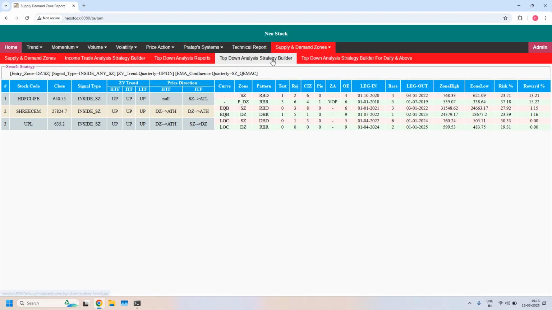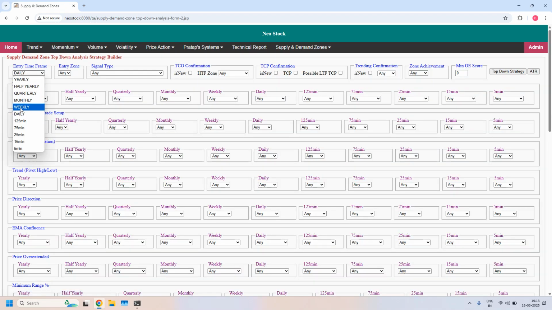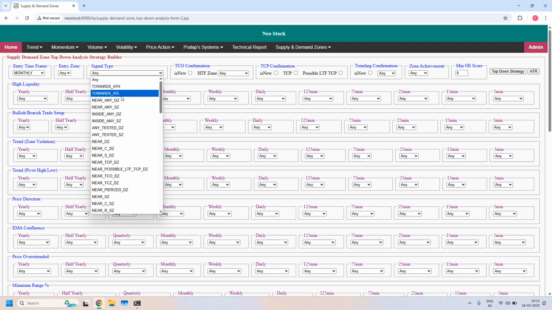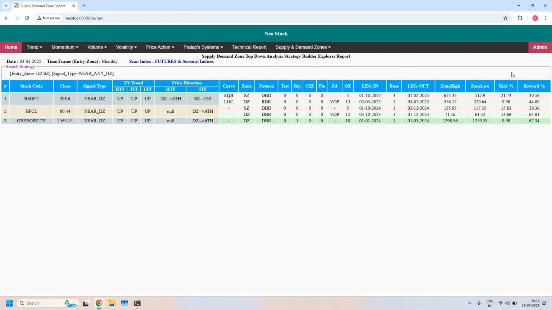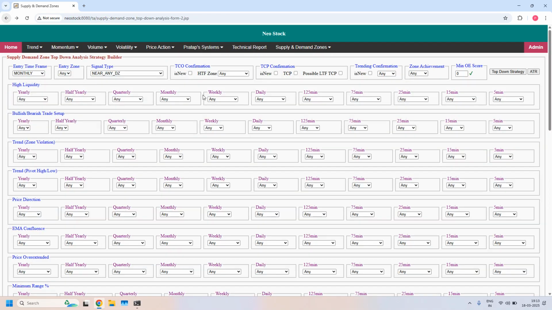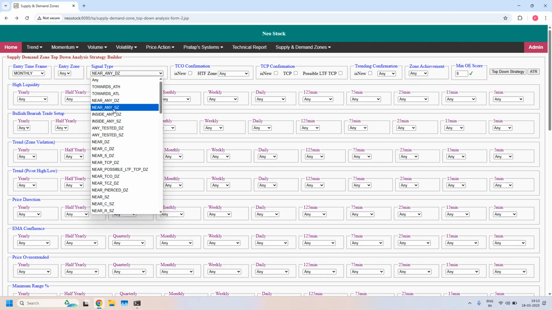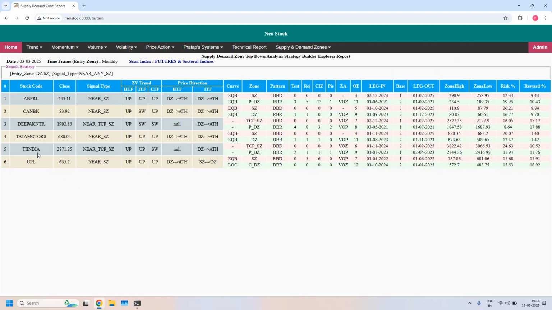Okay, this is about quarterly time frame. Next time frame is monthly. Stocks near monthly demand zone. We got 3 stocks. Next, monthly time frame. Stocks near monthly supply zone. We got 6 stocks.